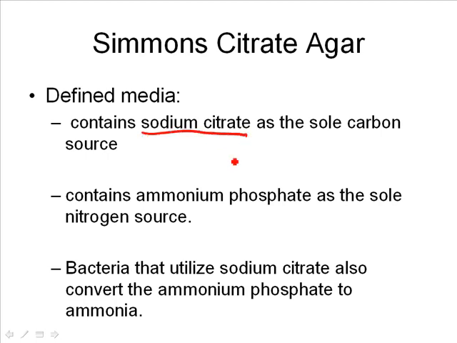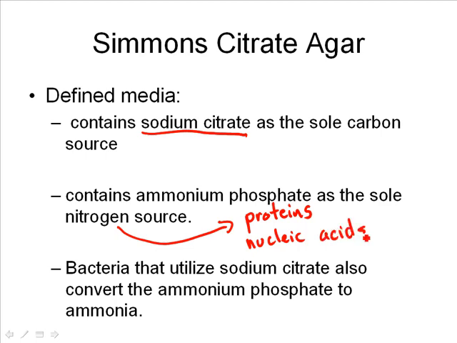We also have a nitrogen source. Now you may say to yourself, well, why do we need nitrogen? Well, nitrogen is very important in a cell building its proteins. It's important in the cell building its nucleic acids. So the nitrogen source in Simmons citrate agar is ammonium phosphate. Now that's going to become very important, especially that ammonium part, right?